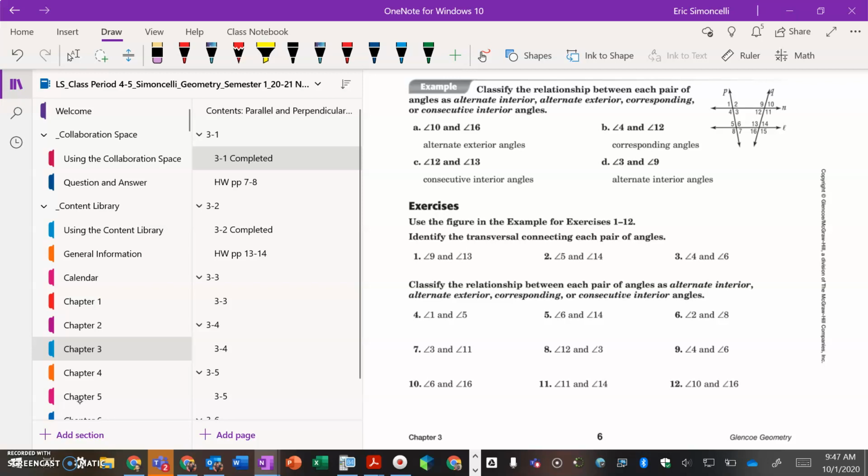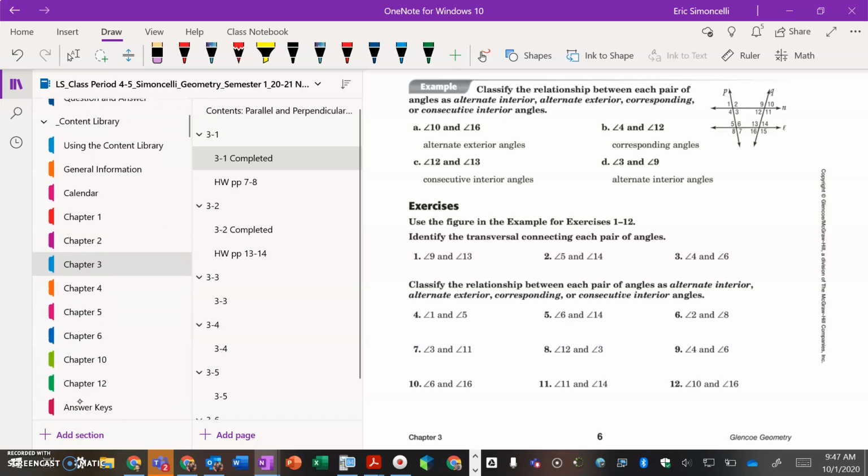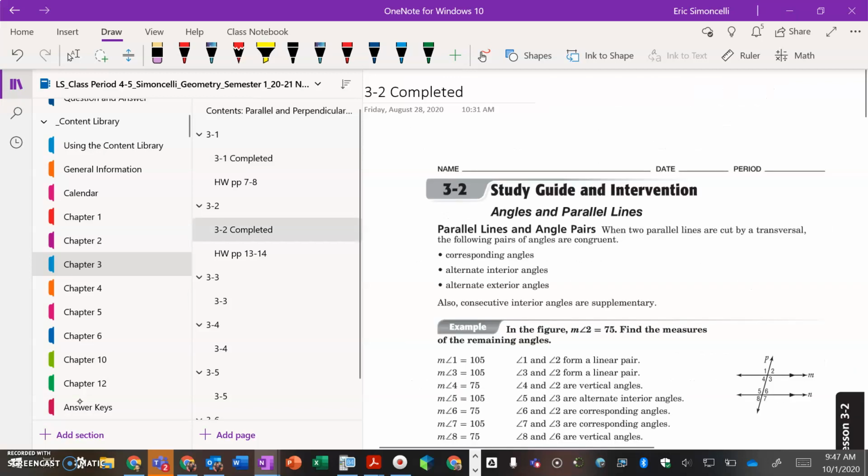Please cross-reference, because this is going to be easy enough that you can probably do this without me fully describing it. So please cross-reference using the answer key as you know how, via your content library in the answer key section right here. All right, so like I said, I'm going to continue my discussion with section 3.2 in part 2. Part 1 was mainly 3.1, part 2 is mainly 3.2. Parallel lines and angle pairs.